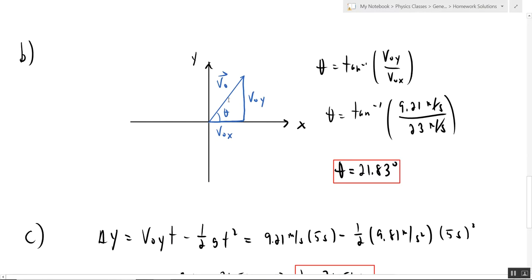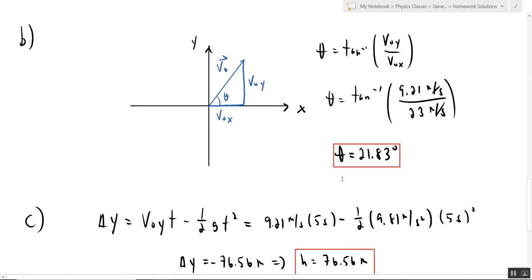What's the angle? Once again, this is a pretty bad sketch here, but you get the idea. So v0x and v0y, we just found them. So if you want to find the angle of v0, it's the inverse tangent of v0y over v0x. Pretty straightforward.